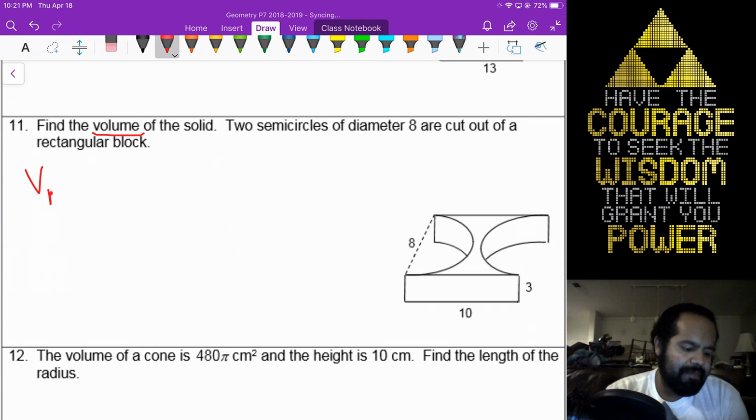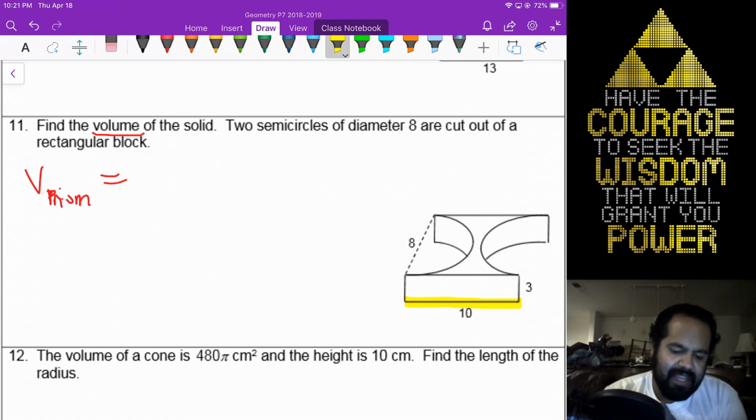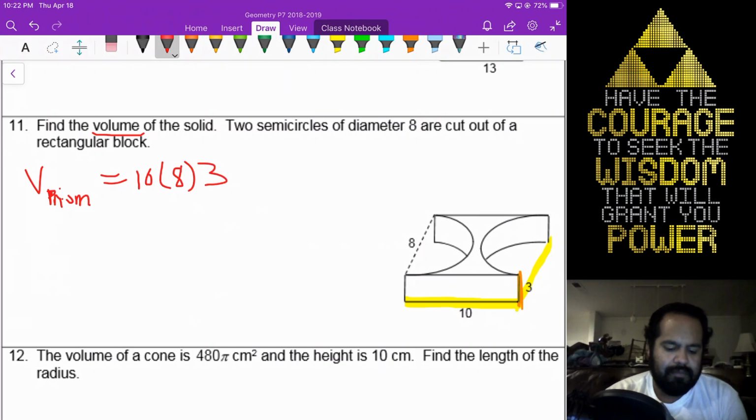So the volume of my prism, this is what happens when you don't bring your stylus from work, y'all. You get weird handwriting. So my prism here has a base length of 10, a width of 8, and a height of 3. So my volume there is just going to be 10 times 8 times 3. Oh, I know why. This isn't the stylus my friend gave me. This was just a random one I found. Oh, well. So this is going to give us 240.